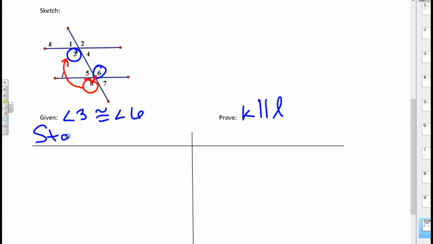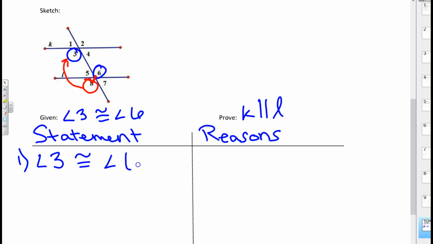We always start off with our statements and reasons. Okay. And we list our givens. My given is that angle 3 is congruent to angle 6. My goal is to prove that K is parallel to L. Well, at this moment in time, you only have one tool in your toolbox to do this. And that tool is the corresponding angles postulate. It's the only thing you know right now that will allow you to prove that K is parallel to L.